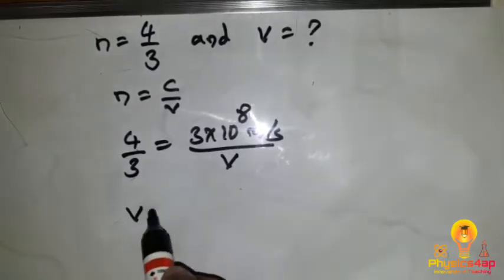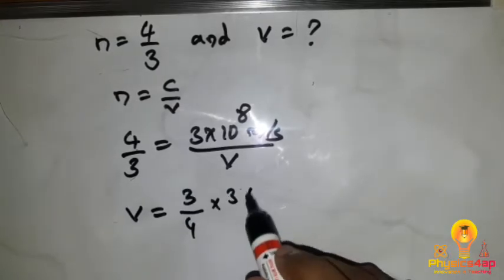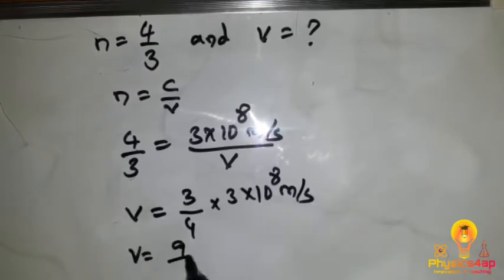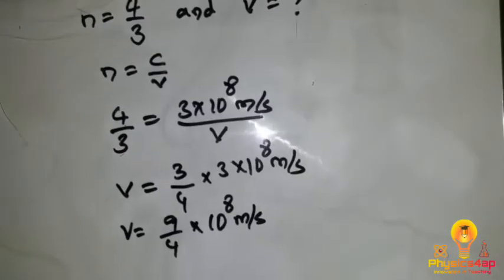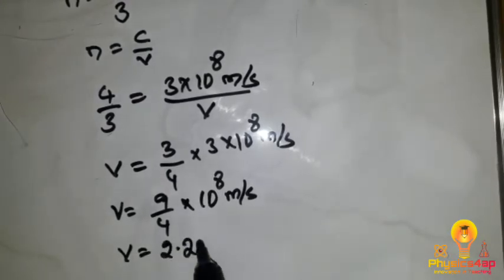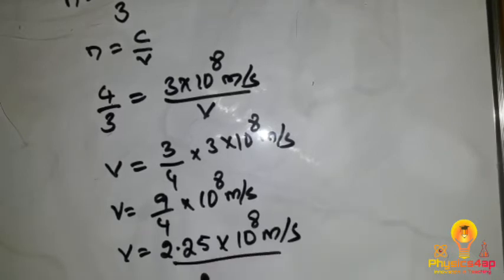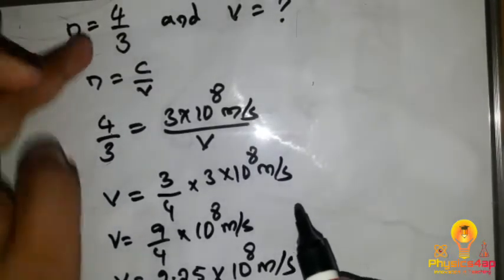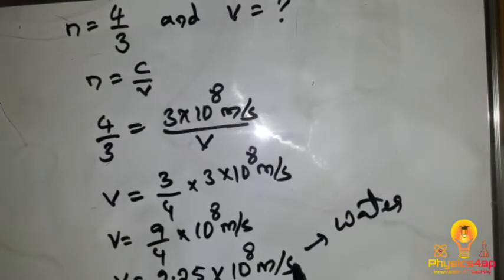Cross multiply, then you will get v equals 3 by 4 into 3 into 10 to the power of 8 meters per second. So v equals 9 by 4 into 10 to the power of 8 meters per second. You just calculate the value, so you will get 2.25 into 10 to the power of 8 meters per second. So this is the speed of light for refractive index 4 by 3, and this is the speed of light in water.